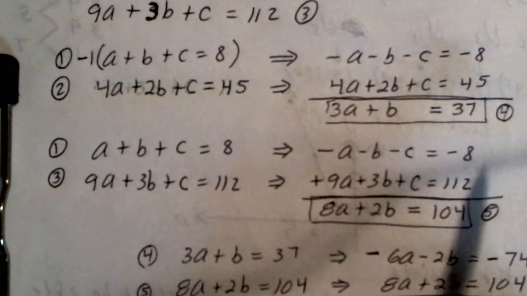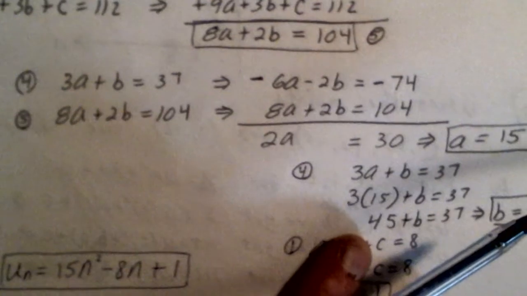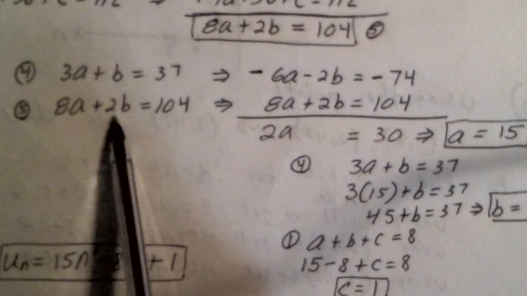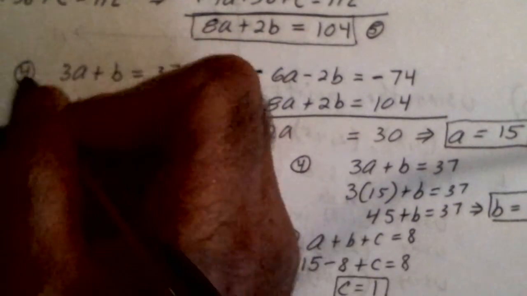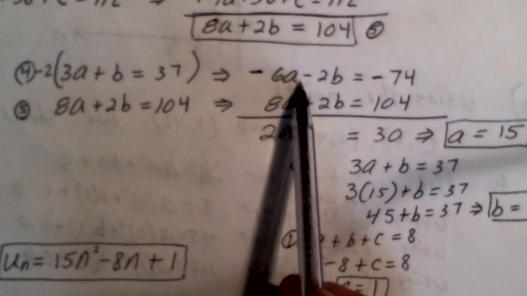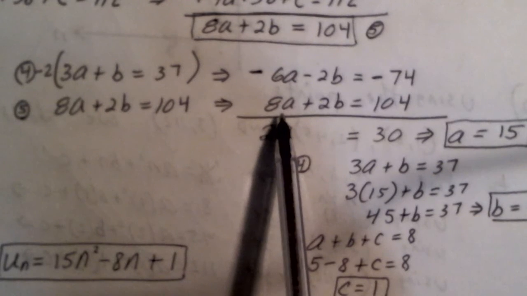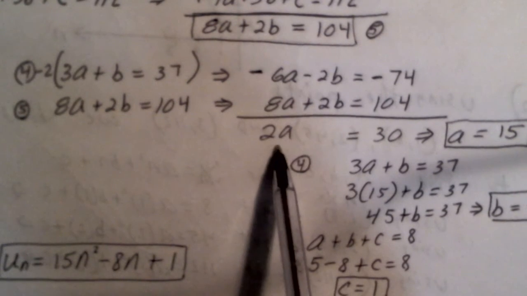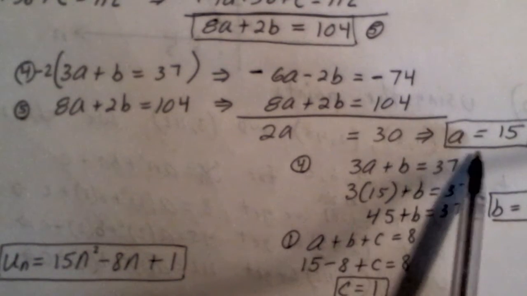Now I pair up equations 4 and 5, and I choose to eliminate b. To do that, I multiply equation 4 both sides by -2, in which case I get a new equivalent equation, negative 6a minus 2b is equal to negative 74. Equation 5, I slide underneath this equation, and I add these equations together, and b is eliminated. I finally get it down to one equation, one unknown, which I can solve for a, and I get a is 15.